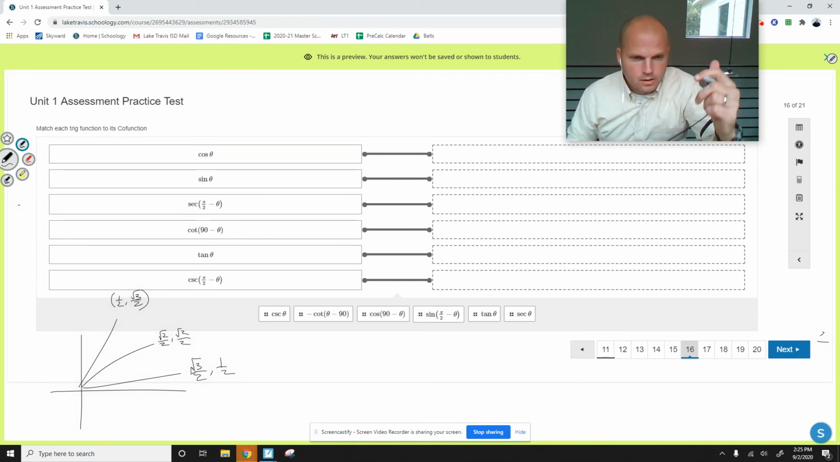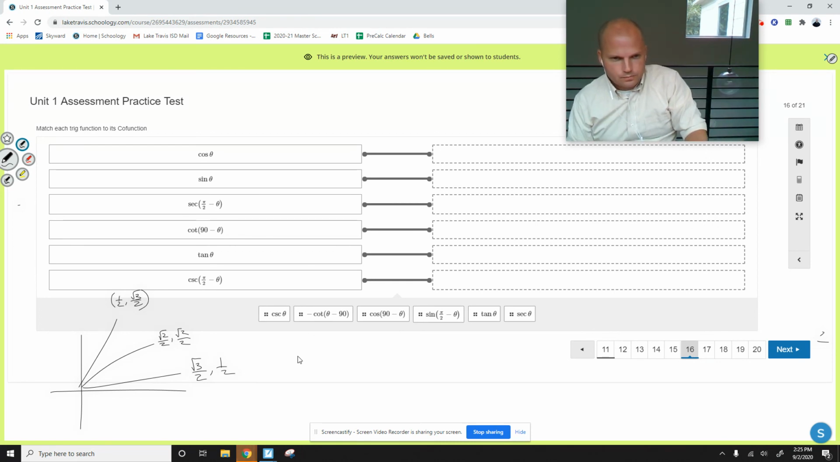Okay, so let me just show you an example here. Like the cosine of pi over 6, or the cosine of 30 degrees.